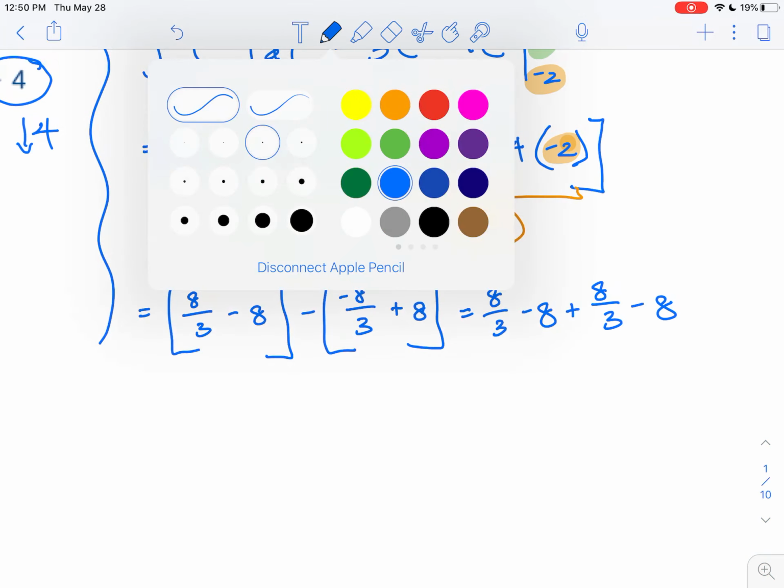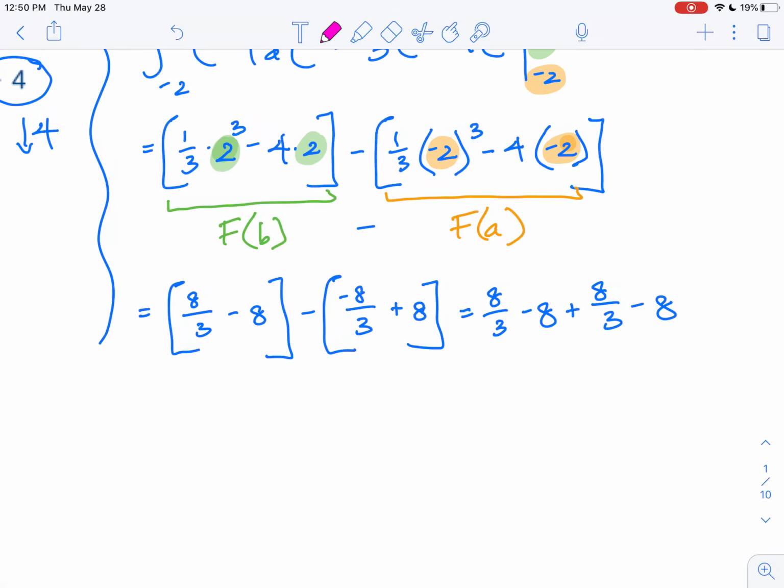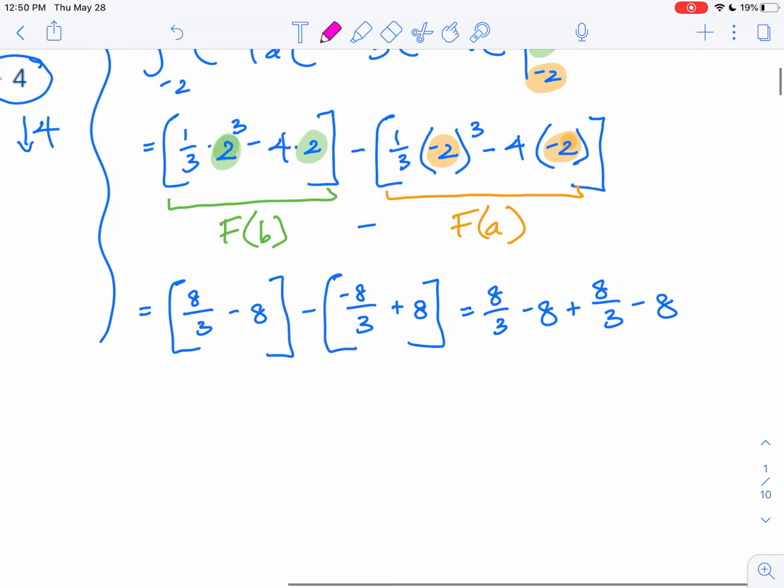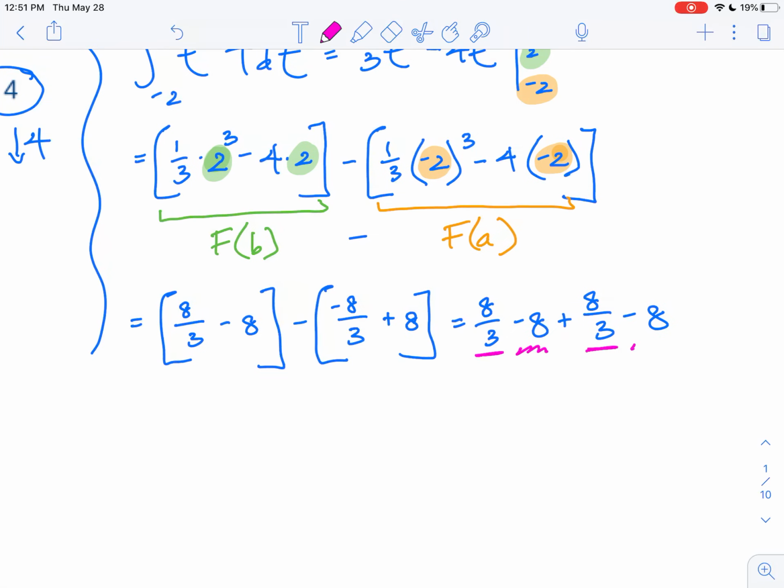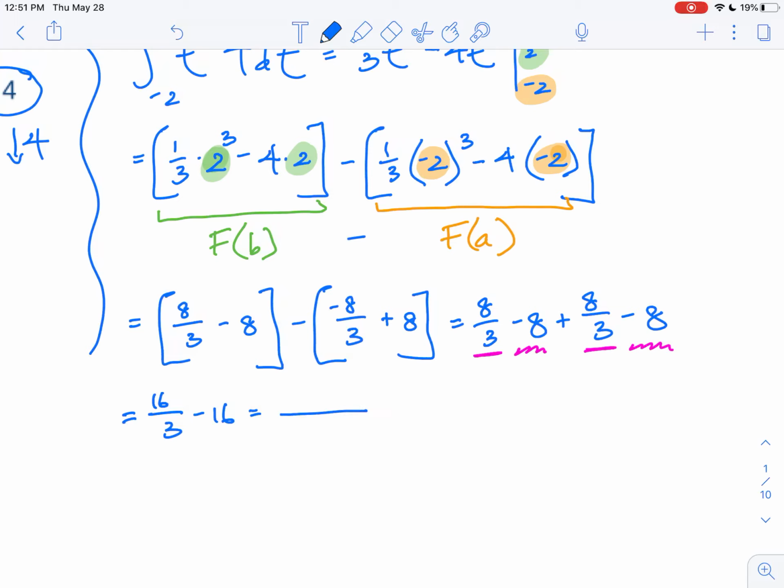Now, it would be good to group our like terms here to combine before we turn everything into a fraction. So for example, I'm going to take 8/3 and 8/3 and add those to make 16/3. And then I'm going to take this -8 and this -8 and add them to make -16. So that gives me 16/3 minus 16. And now I can find my common denominator, which is 3. So I'll have 16 minus 3 times 16 is 48, which gives me -32/3. Okay?